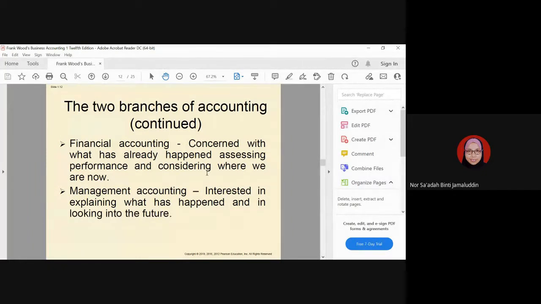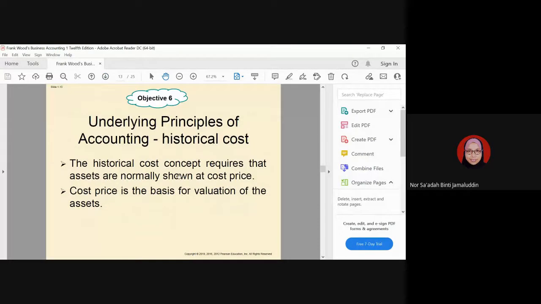So the next part goes to management accounting, which is from whether the company faces profit or loss, and then in the management accounting part, the accountant writes the report on what will happen with our company, okay, now and in the future. Okay, which are the two branches of accounting. This is objective number 6.